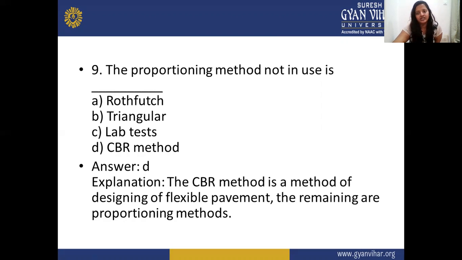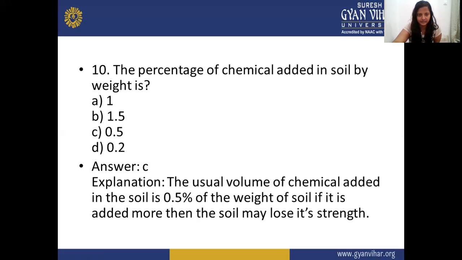The proportioning method not in use is Rothfuchs triangular, lab test, or CBR method. The answer is CBR method, because the CBR method is a method of designing flexible pavement and the remaining are proportioning methods. So we can understand that the other three methods are for the proportioning process and the CBR method is for designing of flexible pavement.